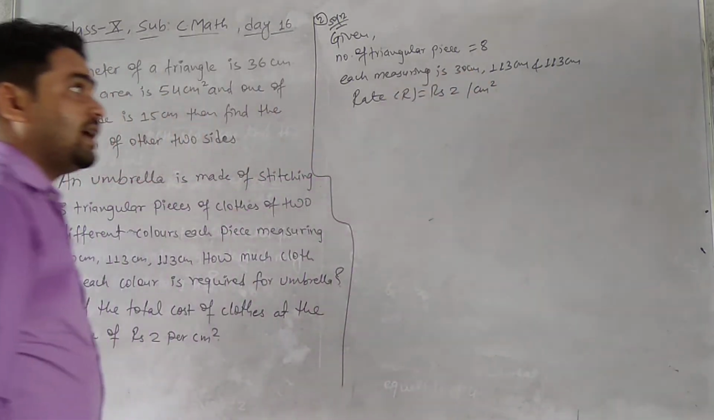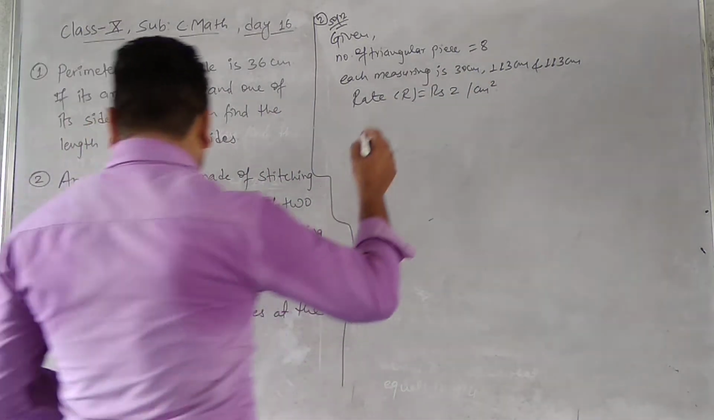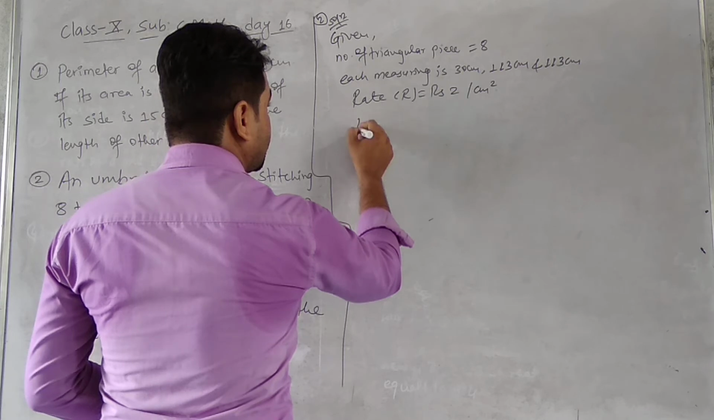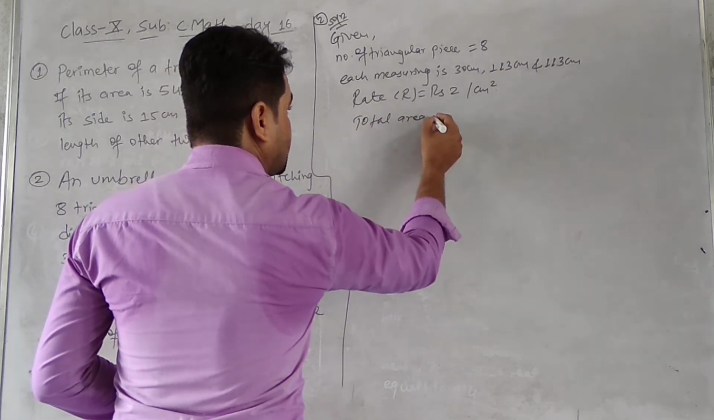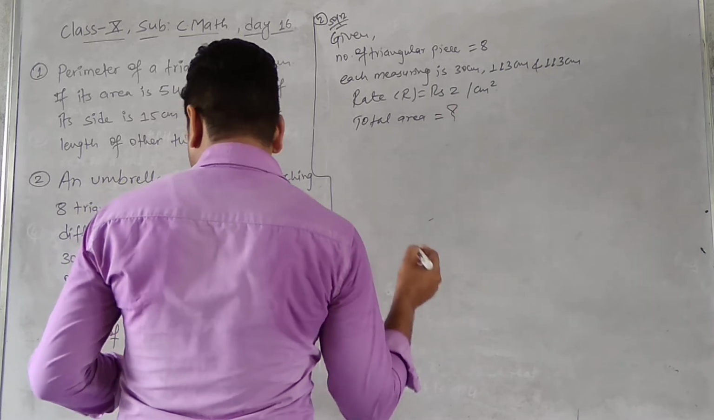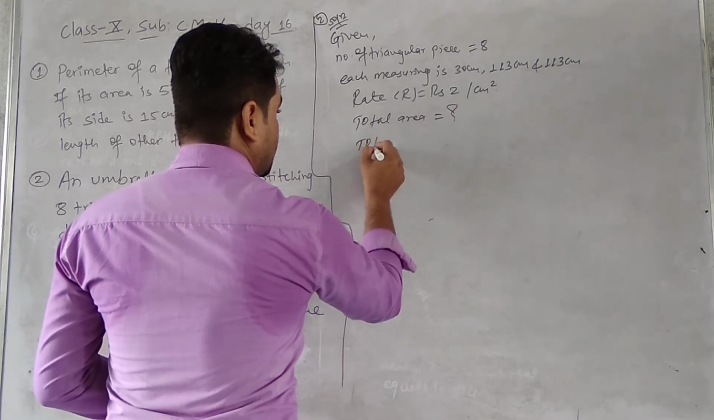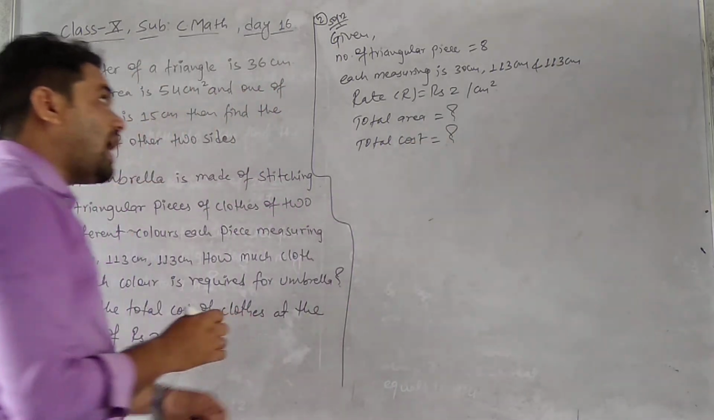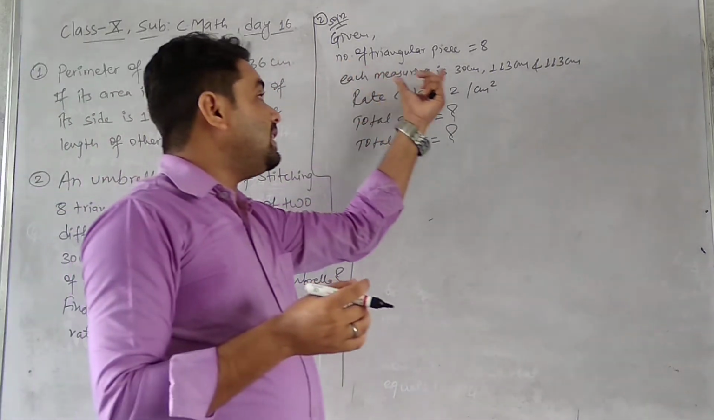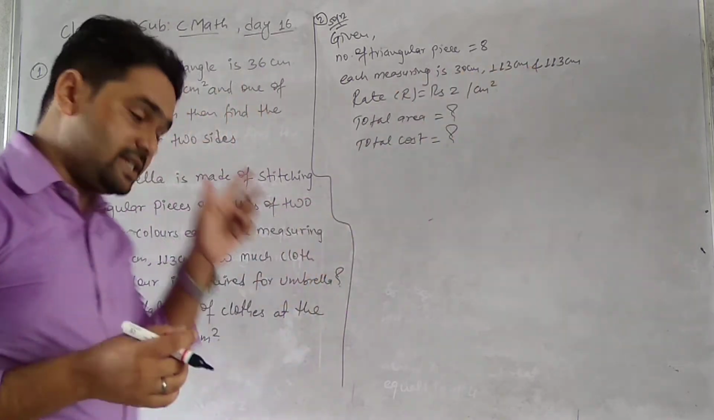Now we are going to find the total area equals what, and then the total cost equals what. So at first we are going to find the area of one triangular piece.